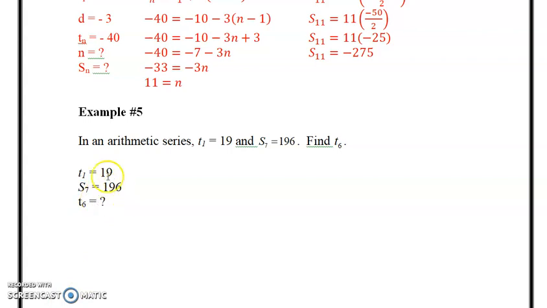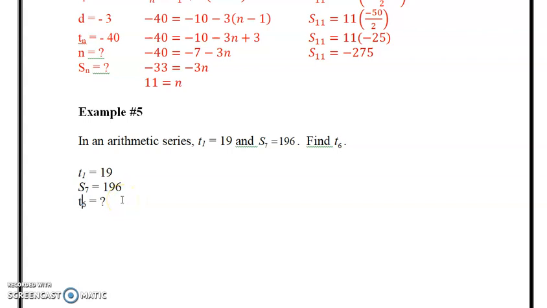So we know that the first term is 19. We know that the sum of 7 terms is 196, and we're looking for the sixth term. So we have to figure out, okay, what can we find here? What information do we know?